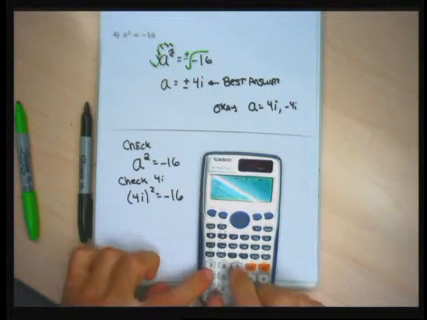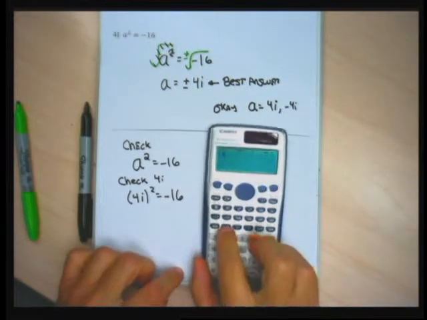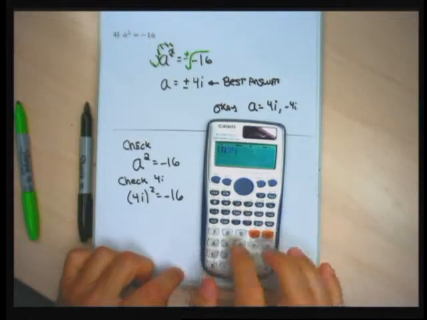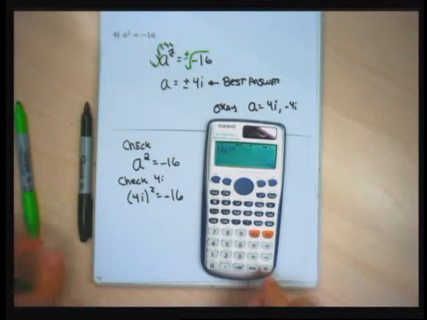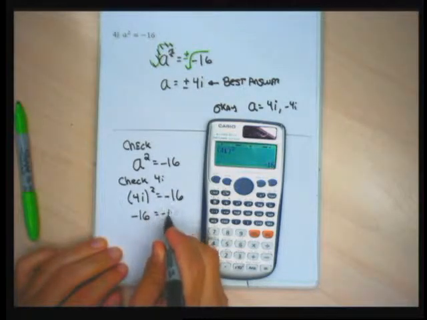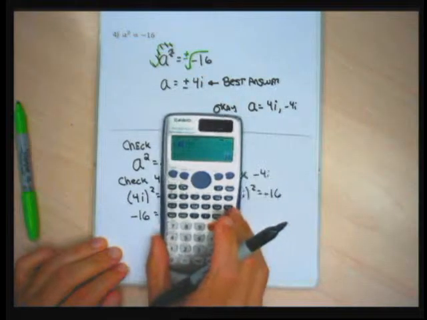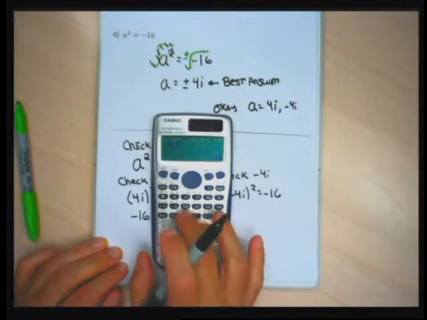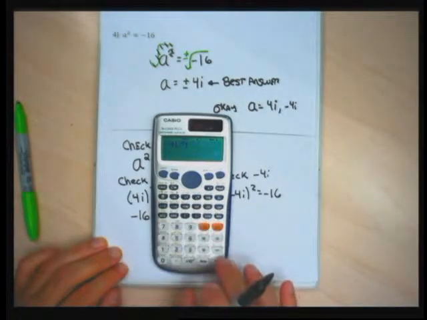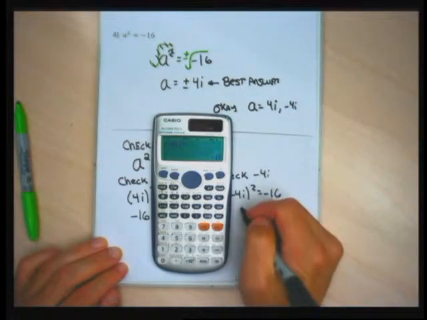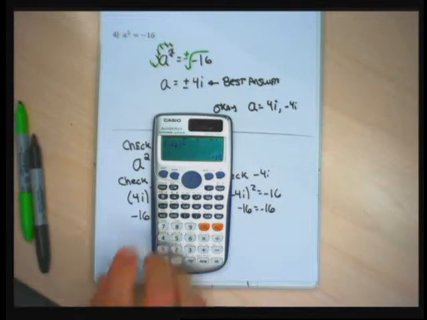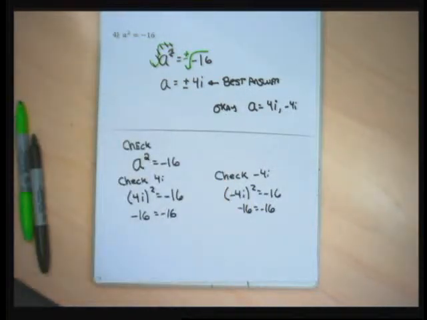And let me see how this works. So first one, 4, I hit the ENG key to get my i. And then squared, so there's the first solution checked. When I plug it in, I get negative 16. So it works there. And I'll do the other side. Do negative 4i squared. And that also gives me negative 16. So I've checked, I know my answer is correct.